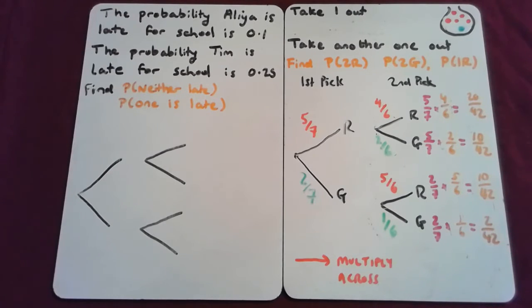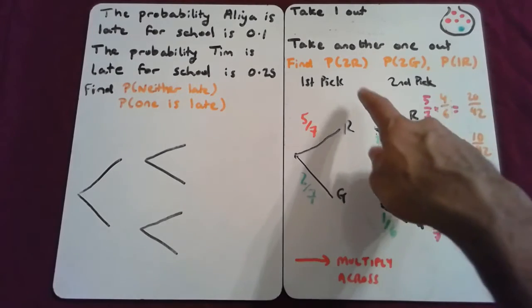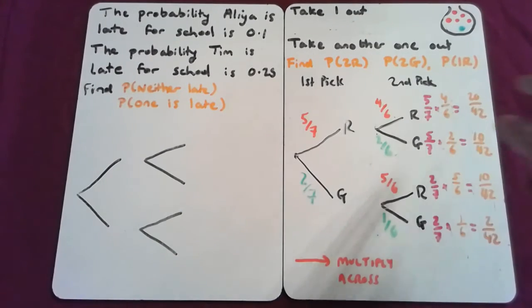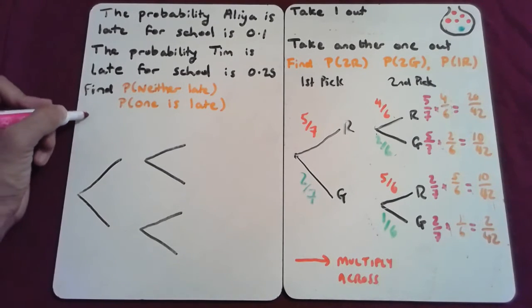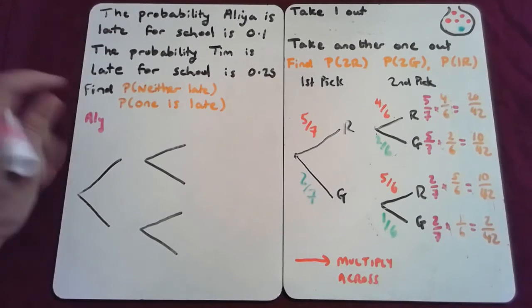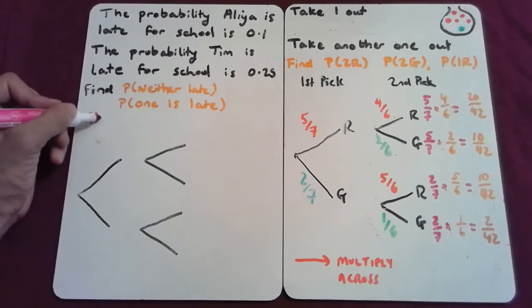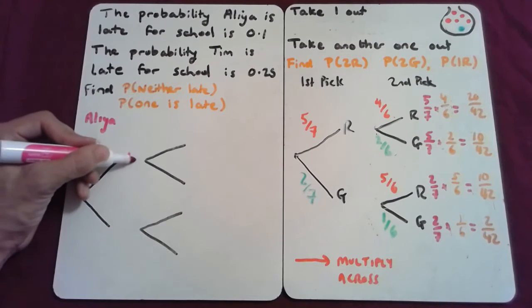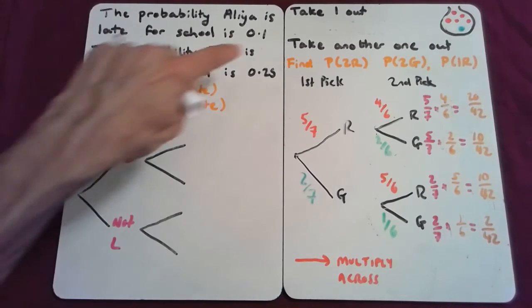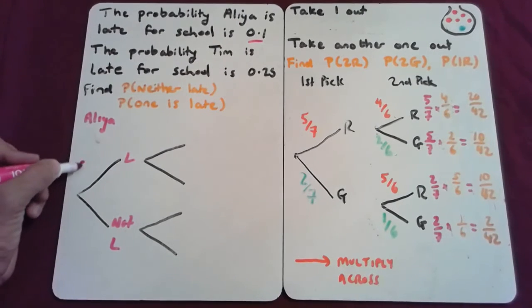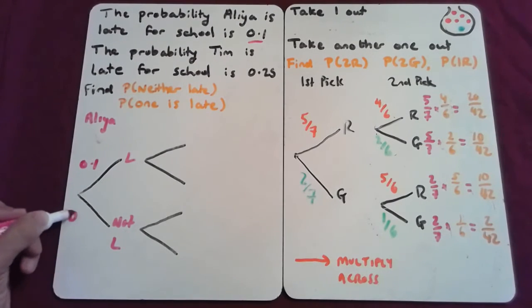Now, in our last question, we had two events. Our first event was our first pick, our second event was our second pick. This time, the events are that each person is late. We can first have Alia. Is Alia late or is she not late? Is she on time? So I'm going to have this as late and not late. The probability that Alia is late is 0.1, which means the probability she's not late is 0.9.